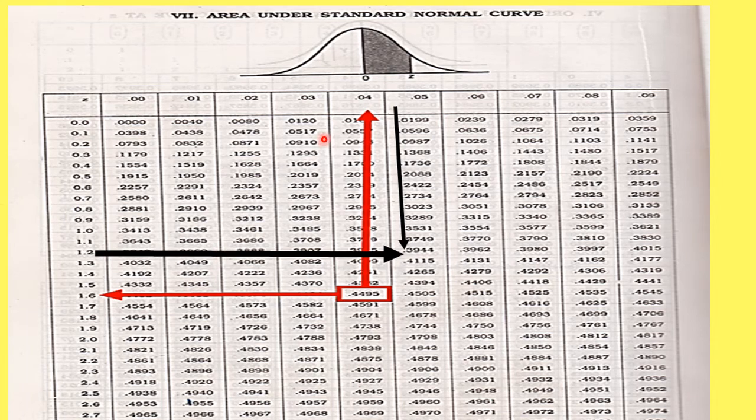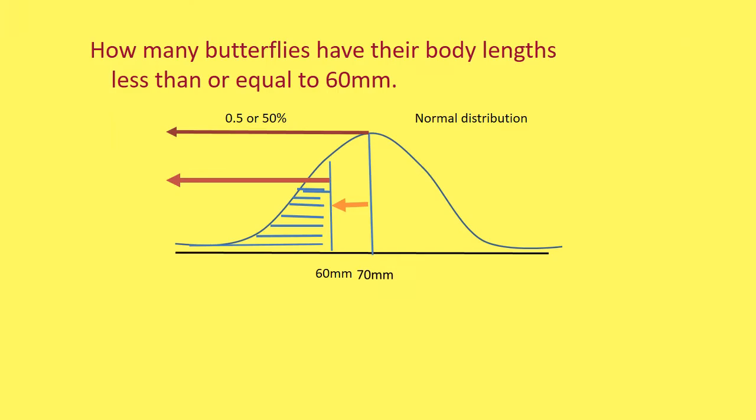Here it is very clear how we got the answer. For 1.25, 1.2 from here and 0.05 from here, then we are getting the value 0.3944. That is the method of using this table. You have to understand that well.